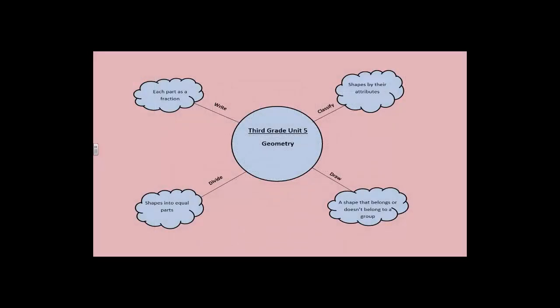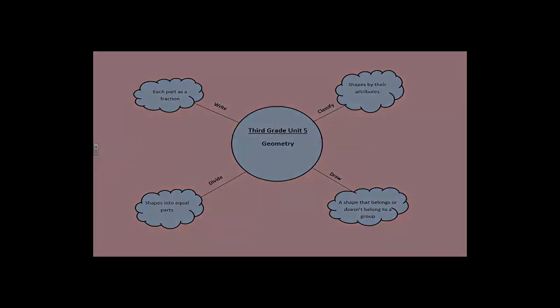Looking back at Unit 5, students spend time classifying quadrilaterals by their sides and angles, and they group quadrilaterals together by similar attributes. Students also spend time dividing shapes into fractional pieces, and they write each part as a fraction.